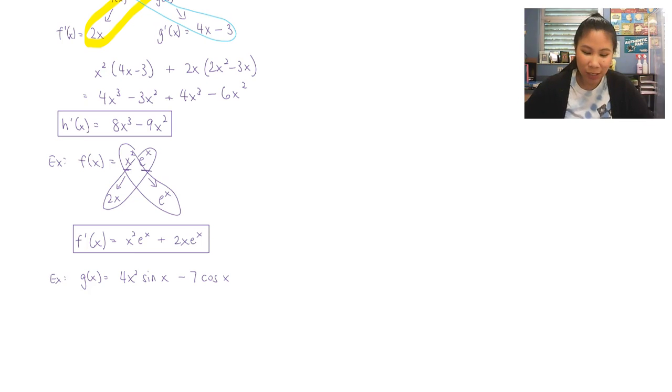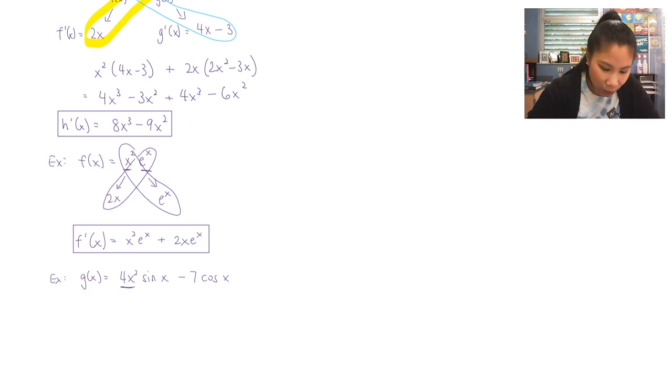So my equation that I'm going to try to find the derivative of is 4x squared times sine x minus 7 times cosine x. Because I have a longer equation here, we can always split this up. Remember the sum and difference rules. We can just do them separately. So I'm going to start by focusing on the 4x squared times sine x.